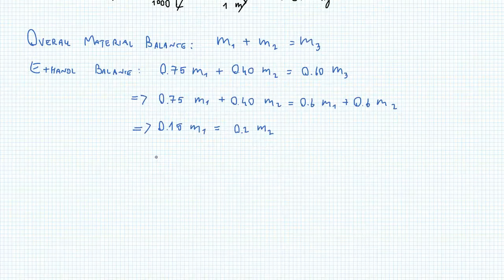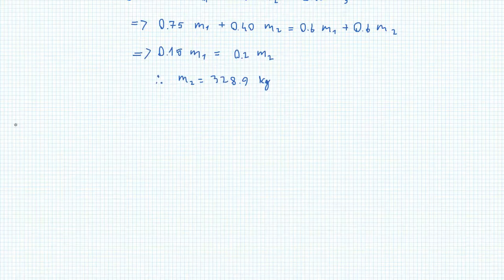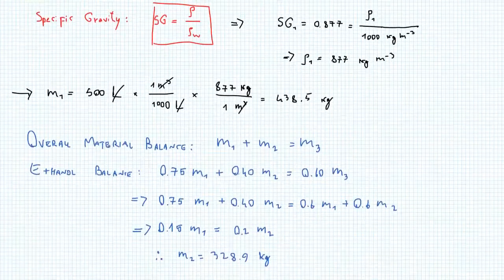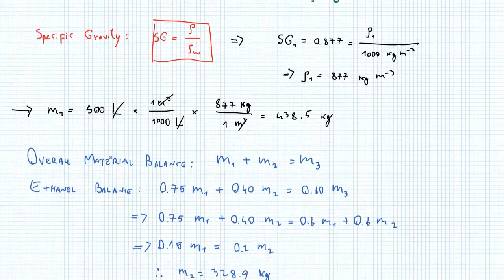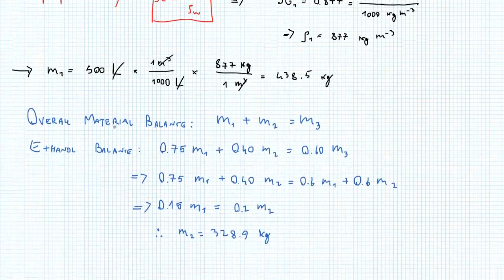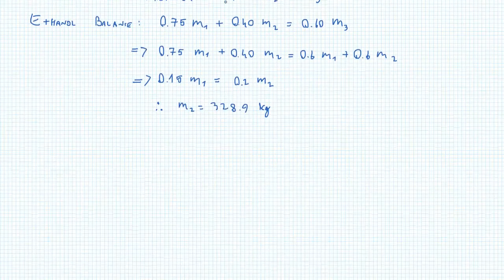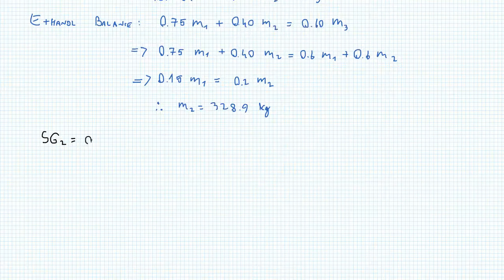So these two lines of calculations lead us to find M2, knowing that M1 was 438.5 kilograms, M2 is 328.9. We found the mass of that input, but the problem asked us to find the required volume for the mixture. So we're going to have to use specific gravity again to find the density of that input. Knowing that the specific gravity of that stream is 0.952, this means that the density of that input is 952 kilograms per meters cubed.